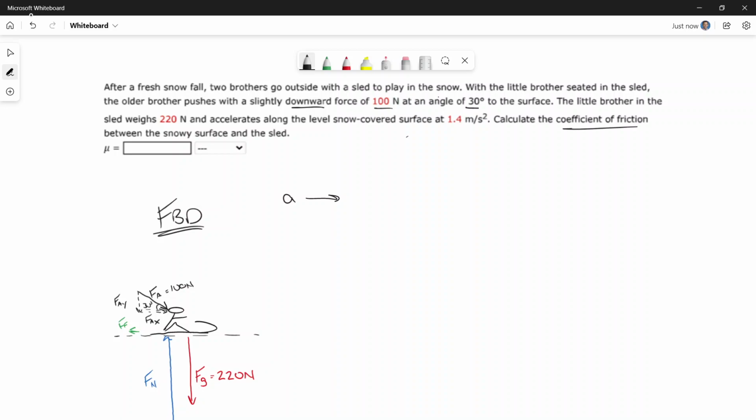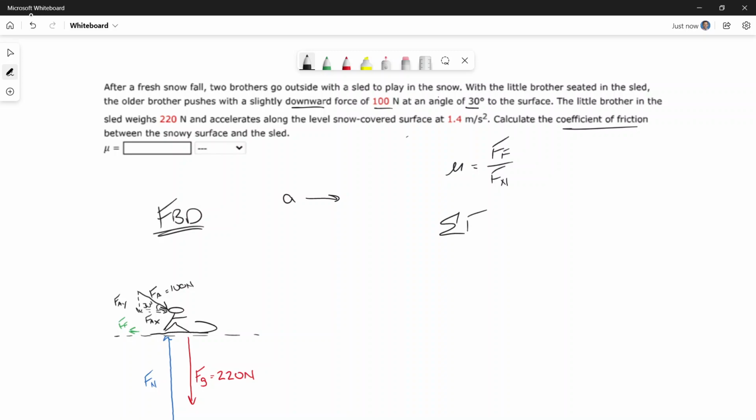All right, the coefficient of friction is called mu, and it is the ratio of the friction over the normal force. So in this problem, we need to find both of those forces. We'll divide them and get an answer. So how are we going to set this up?